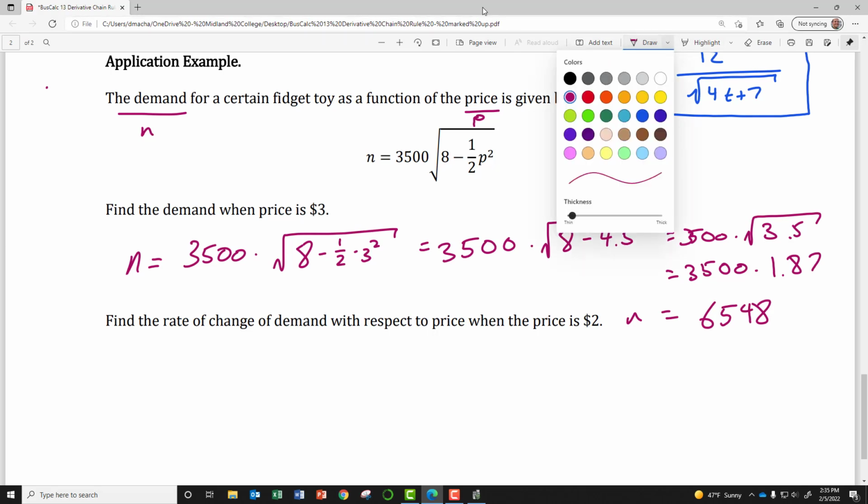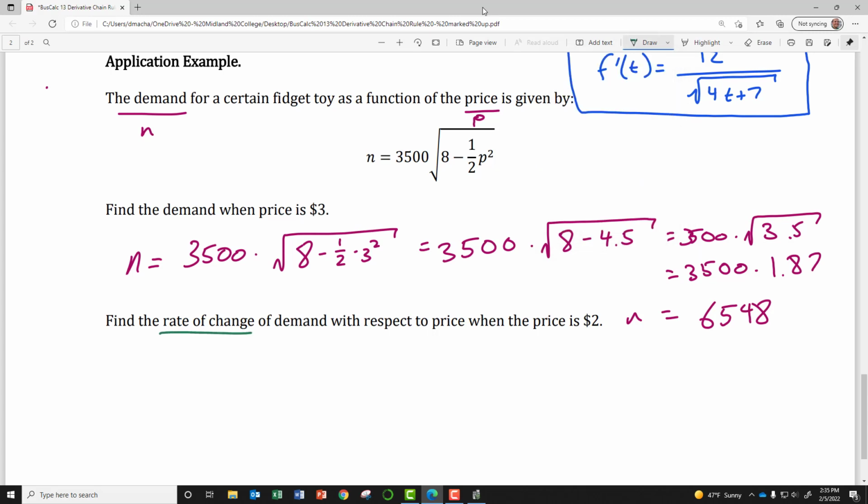And what we're asked next is find the rate of change of demand with respect to price. And so remember, derivatives describe rates of change. And so this is asking find the derivative of demand with respect to price. So the derivative of demand with respect to price looks like that. And this is asking for then the derivative of this function right here, right?